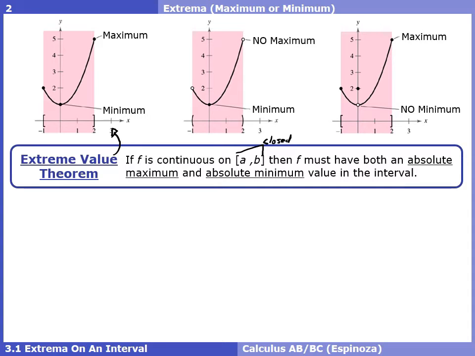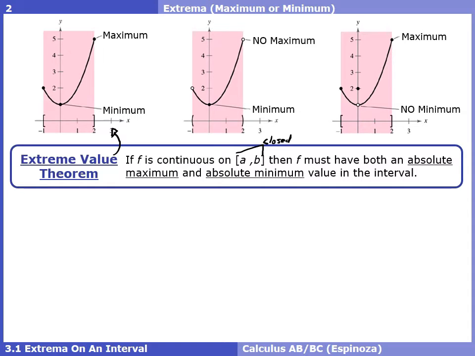So this first example shows the extreme value theorem. We have a continuous graph on a closed interval. In other words, we're including the endpoints. So we have to have one max, at least one absolute max, and one absolute min.